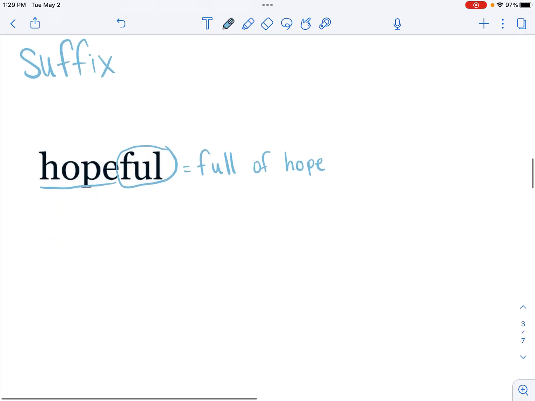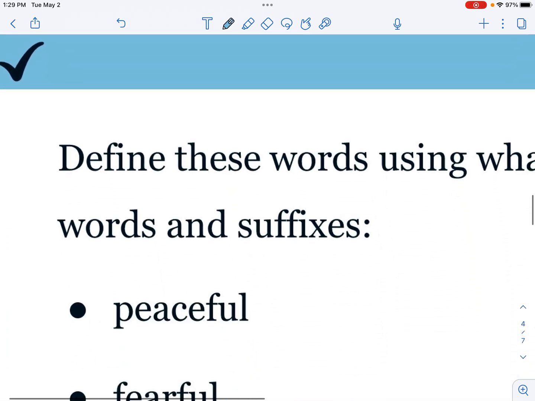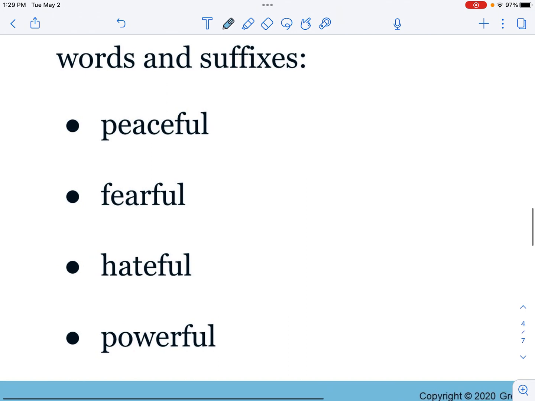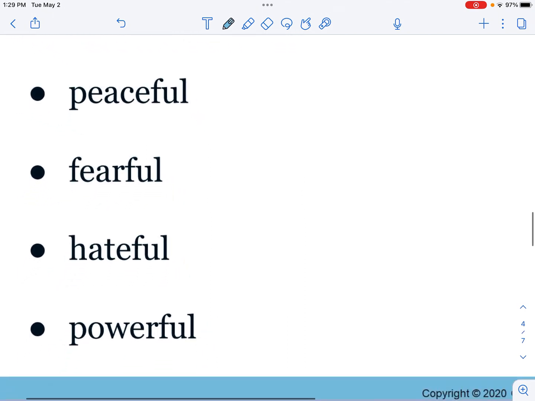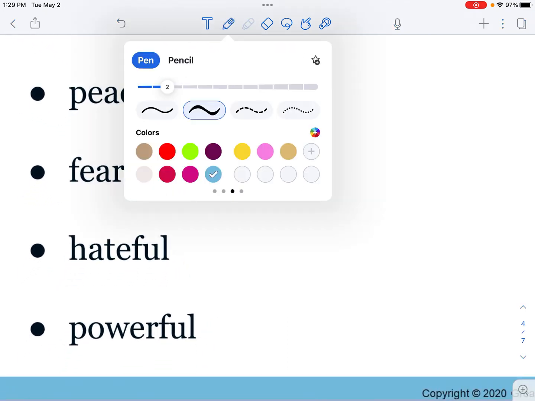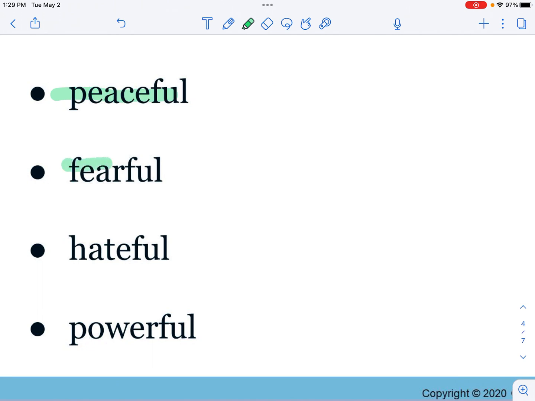In your notebook, you are going to add these 4 words. We have peaceful, fearful, hateful, and powerful. Again, we're adding these to our notebook. In these words, we are going to underline the root word or the base word, and then we're going to circle the suffix. Then we're going to write what each word means.